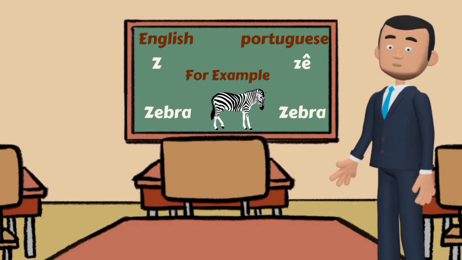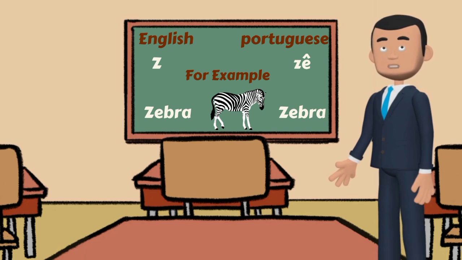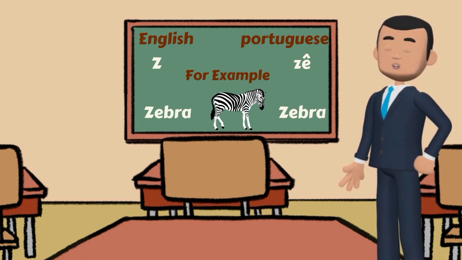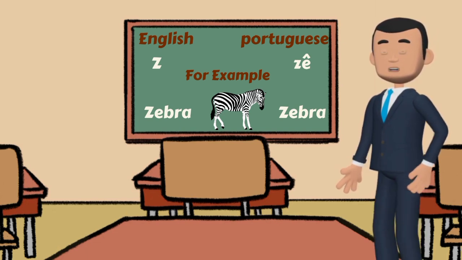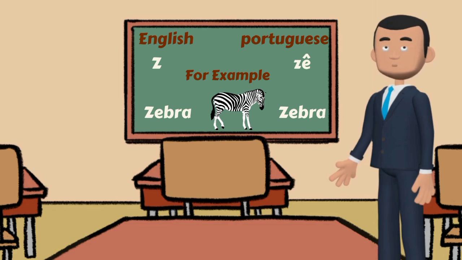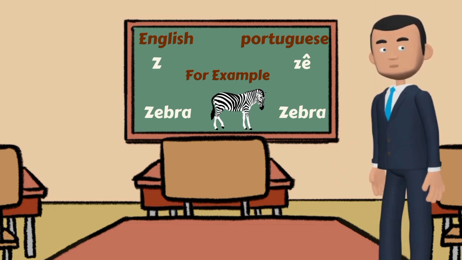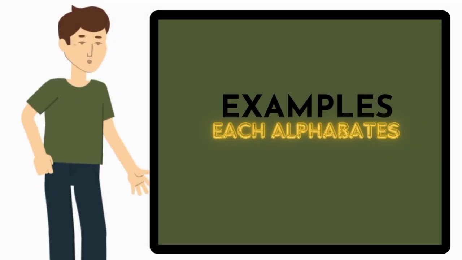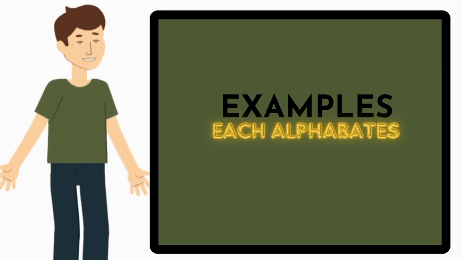In English, Z. In Portuguese, zê. For example, the word zebra in Portuguese means zebra. Here are a few simple Portuguese words for each letter of the alphabet, along with their English translations.